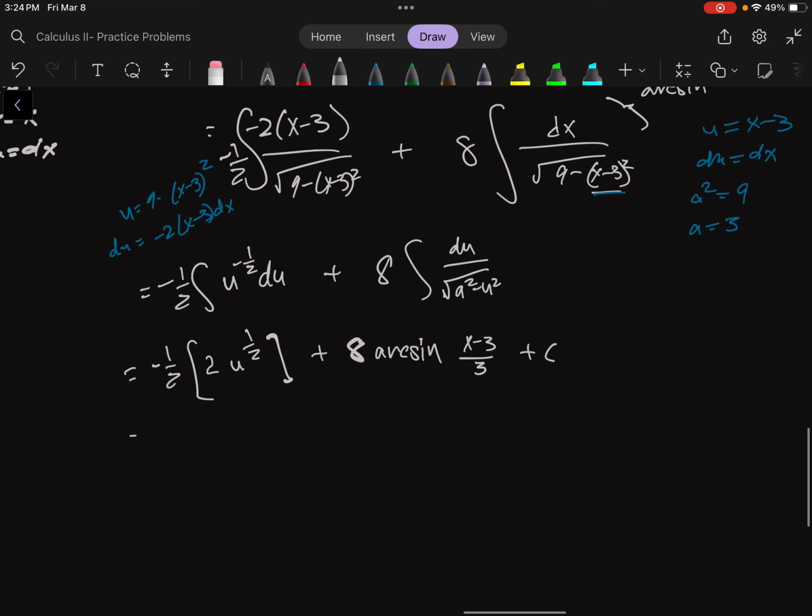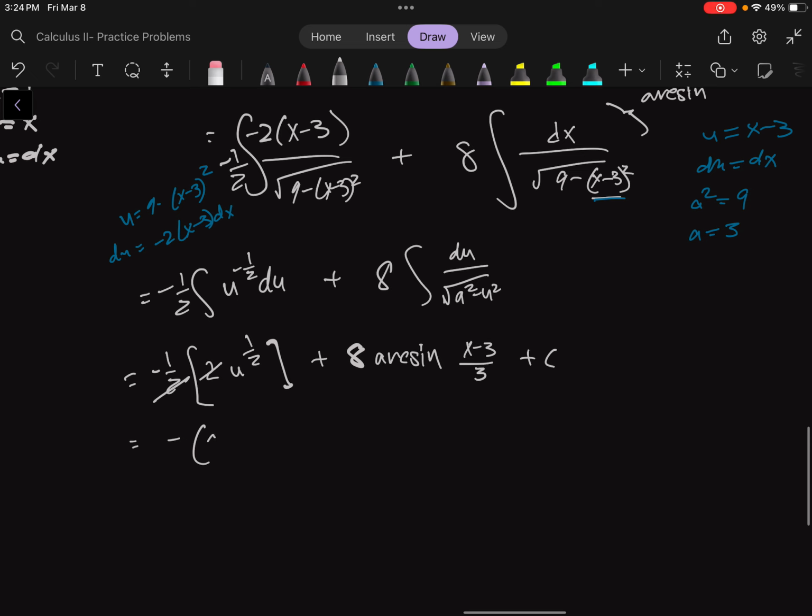Finally, we're just going to plug back in our function of u. Well, this 2 and this 2 cancel, so we're left with just negative u to the 1/2, and u is 9 minus x minus 3 squared. All of that is to the 1/2 power, plus 8 arcsine of x minus 3 over 3 plus c. So this is our final answer.